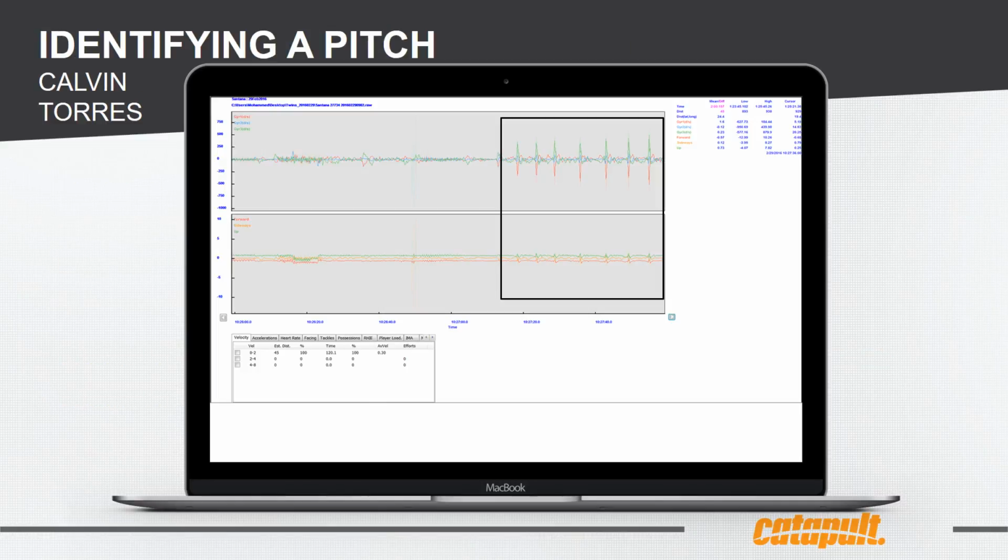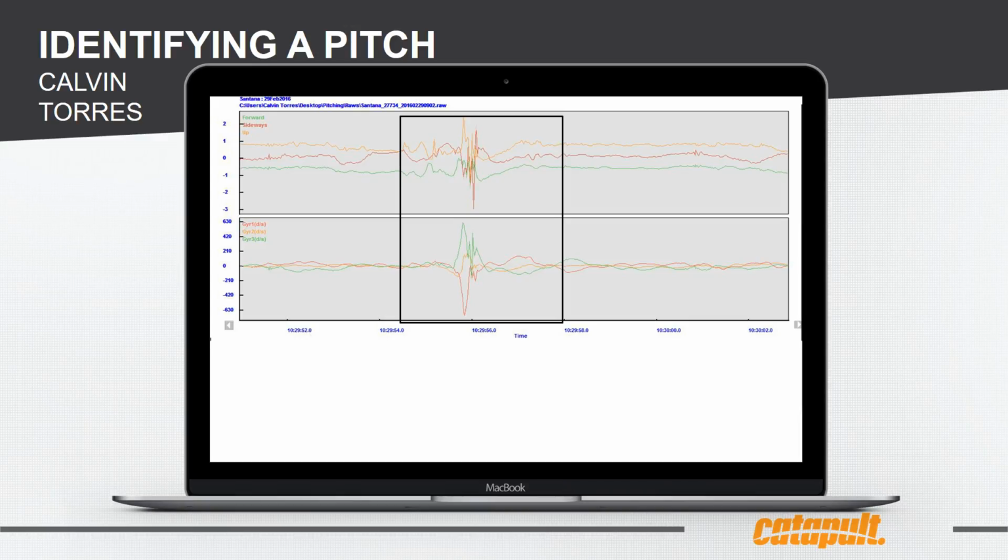So here is an example of identifying a pitch, and we have a zoomed out view right now, and you can see a very distinctive pattern that we're able to capture very accurately. So if we zoom in a little bit, we can now see the profile of what a pitch looks like. So we're looking at a few different things. We're looking at our accelerometers and our gyroscopes. Our accelerometers are at the top there, and gyroscopes are located at the bottom.